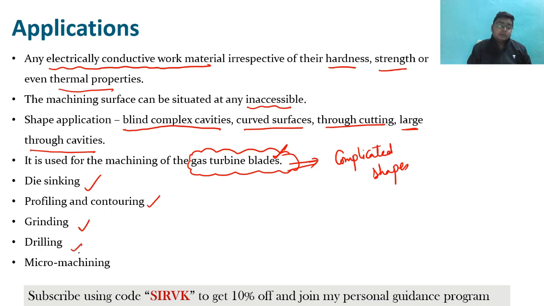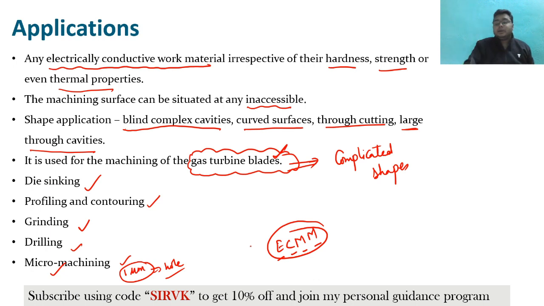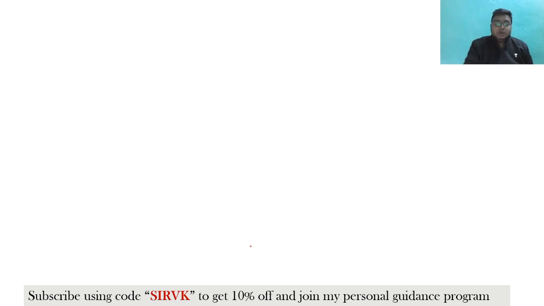Grinding you can do, for drilling purposes, you can use it for micro machining. What is the meaning of micro machining? Suppose you want to make a hole of 1 micron. You can understand the hole itself is so small, but even such a small hole you can make in micro machining by ECM. So what do we call it? Electrochemical micro machining, known as ECMM. I hope you are understanding these things.